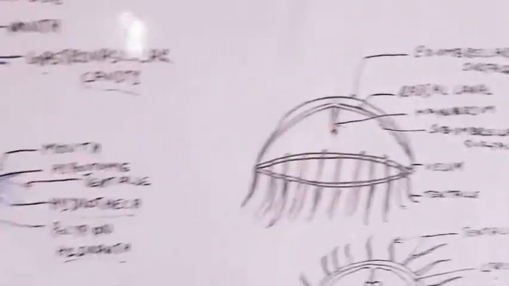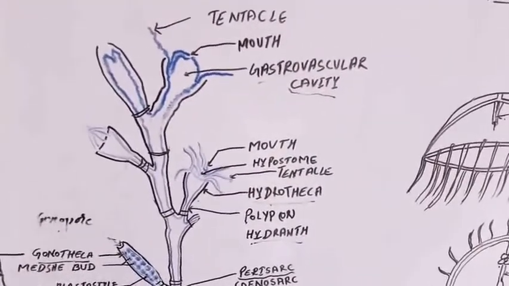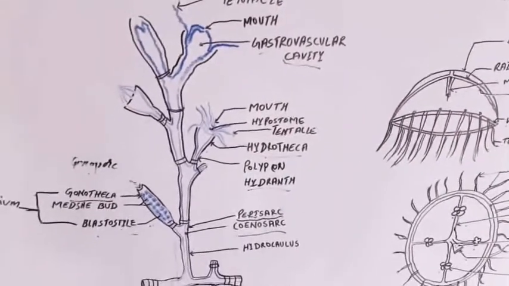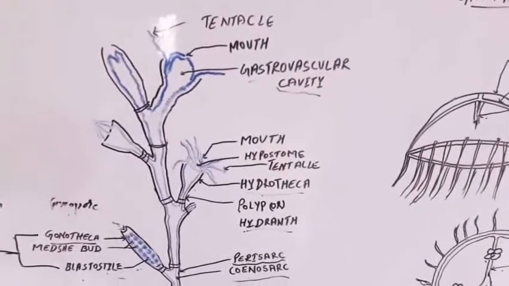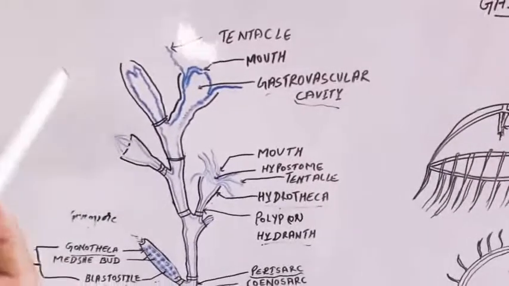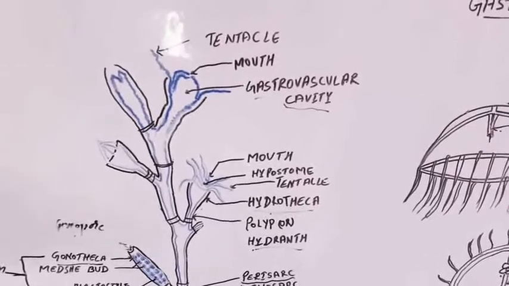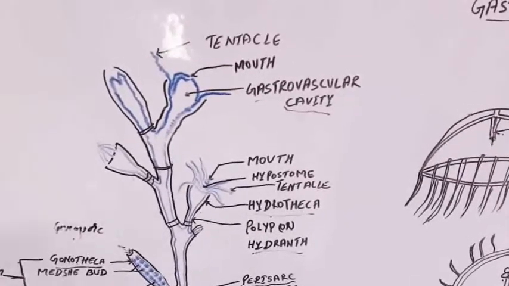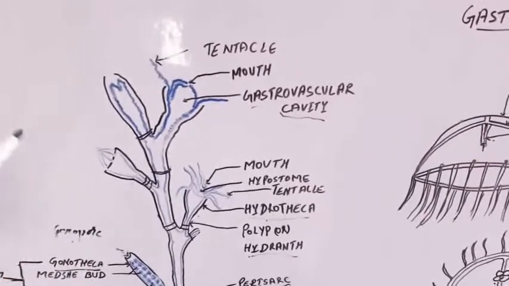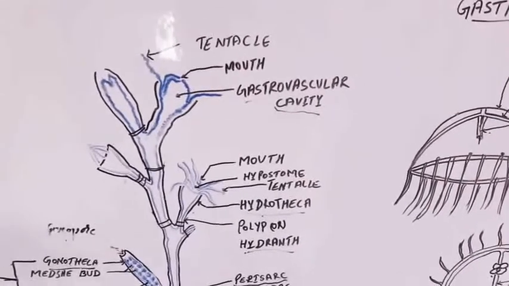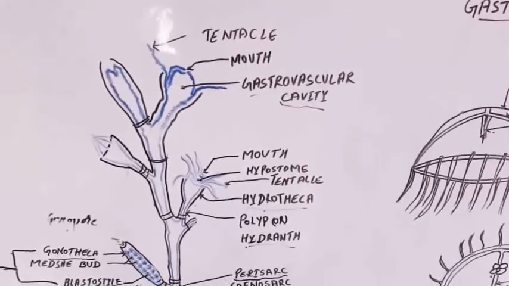So in the Obelia colony, there are different kinds of zooids which differ in size and also differ in function. As I said, there are 3 types of zooids. So this is about the Obelia colony, the type study of Obelia or the morphology of the Obelia colony.